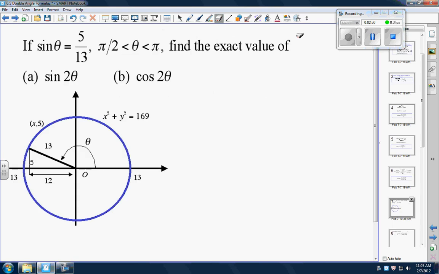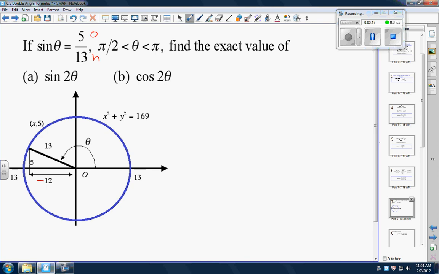Okay? Here's the kind of questions you're going to see. So sine of theta is 5 over 13. It's going to tell you where theta is, and it just wants you to do some double angles. Okay? So take the triangle here, put it in quadrant 2. If we know the sine's 5 over 13, there's your opposite, there's your hypotenuse. Okay, and this guy should be a negative 12 down there.